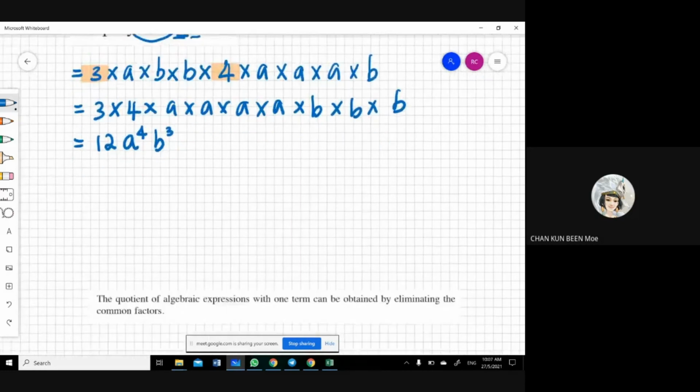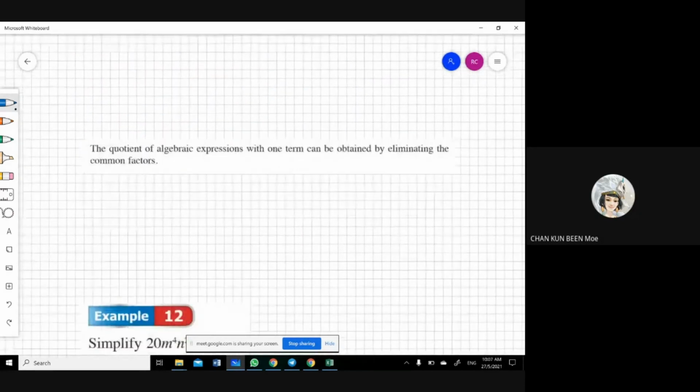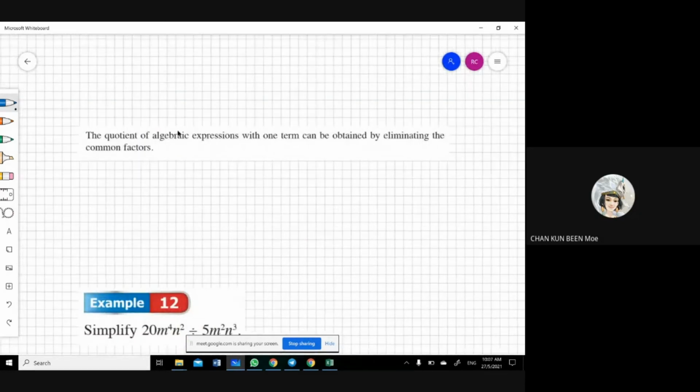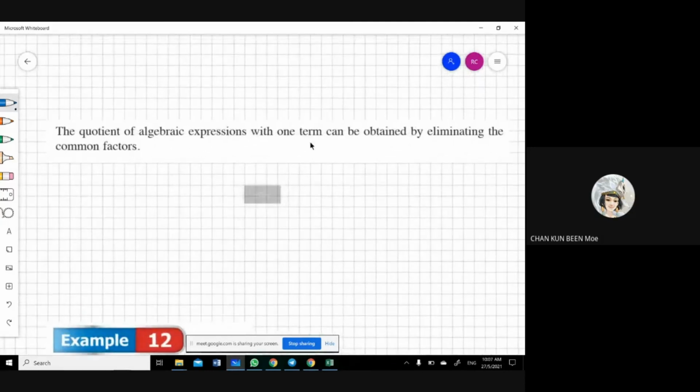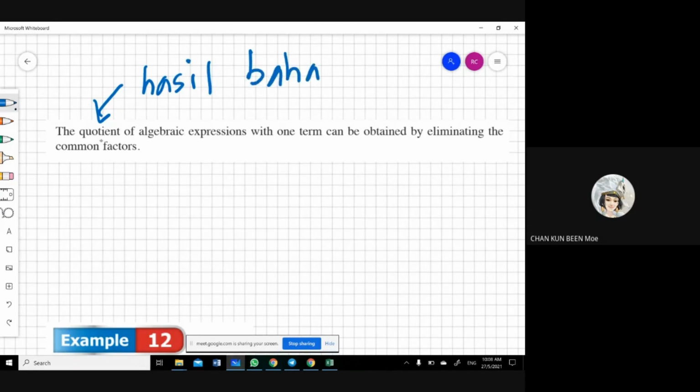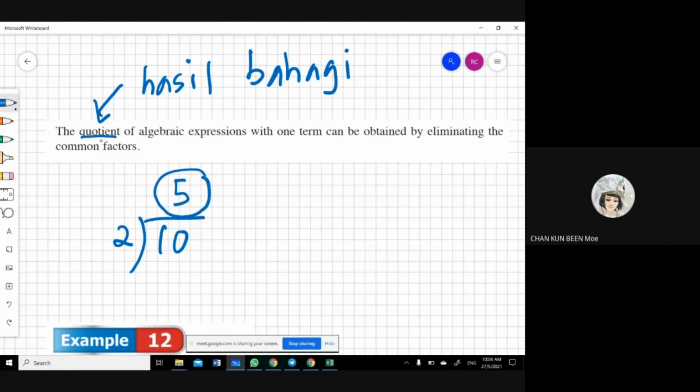That is the multiplication. So now you just need to know this one. The quotient of algebraic expression with one term. Okay, the quotient. Do you remember what is quotient? Quotient dalam bahasa Melayu, hasil bahagi. Tahu apa hasil bahagi tak? For example, what is the quotient of 10 divided by 2? 5, correct. This one is the quotient.